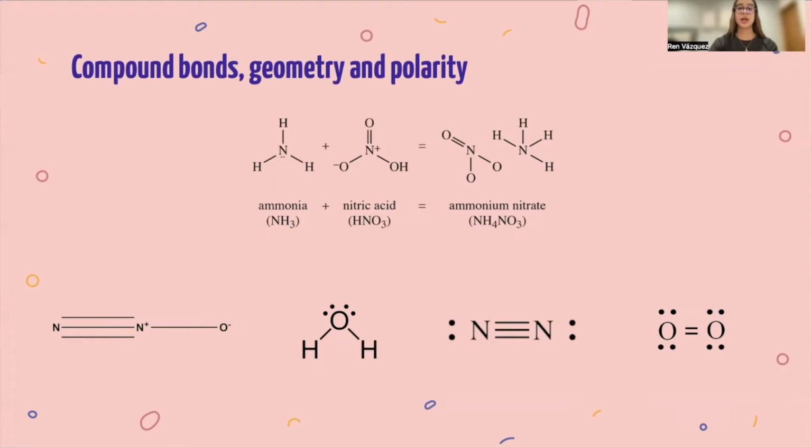The nitrous oxide has a linear molecular geometry, is a polar molecule, and has polar covalent bonds. Water has a bent molecular geometry. It is a polar molecule and has polar covalent bonds. Nitrogen has a linear molecular geometry. It is a non-polar molecule and has non-polar covalent bonds. And to finish, oxygen has a linear molecular geometry. It's a non-polar molecule and has non-polar covalent bonds.